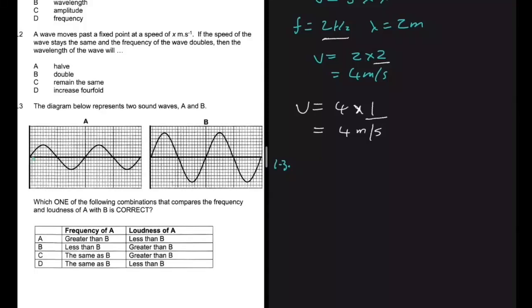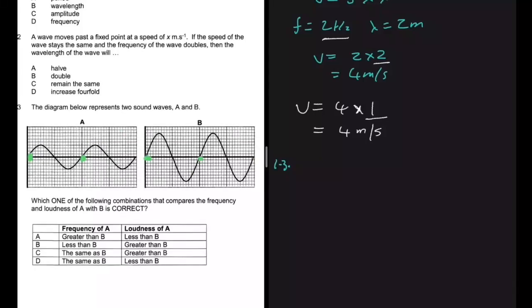So from here to here, we have one completed wavelength. And then from here to here, we have one completed wavelength. So if we assume that on the x-axis we have time, then that will tell us that the period of A and B is the same. And then if the period of A and B is the same, then the frequency should be the same. So now the only options we're looking at are option C and option D, because they're saying that the frequency of A and B are the same, right?